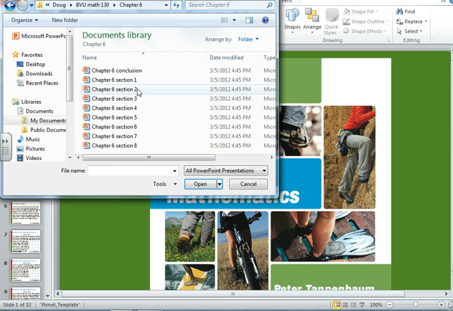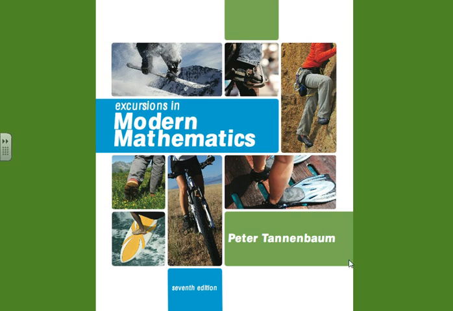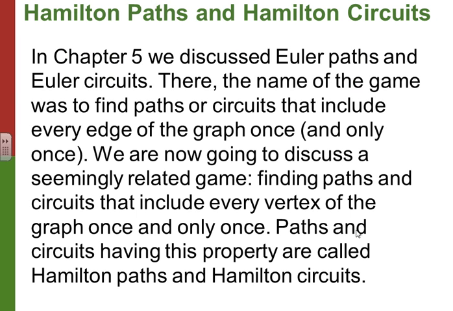All right. So in chapter 6, now we have Hamilton paths, Hamilton circuits, complete graphs. Oh, I like that, 6.5, brute force. Isn't that good? That's obviously where we can't possibly do it. And the cheapest link, I like that too. That's all right. All right, so in chapter 5 we had Euler paths, Euler circuits.